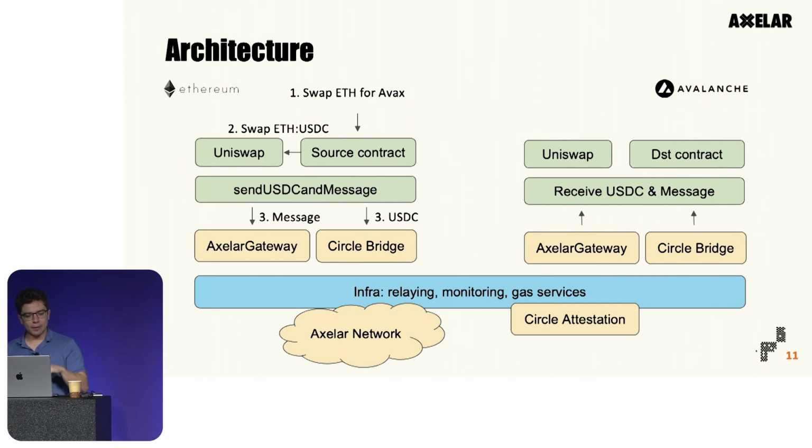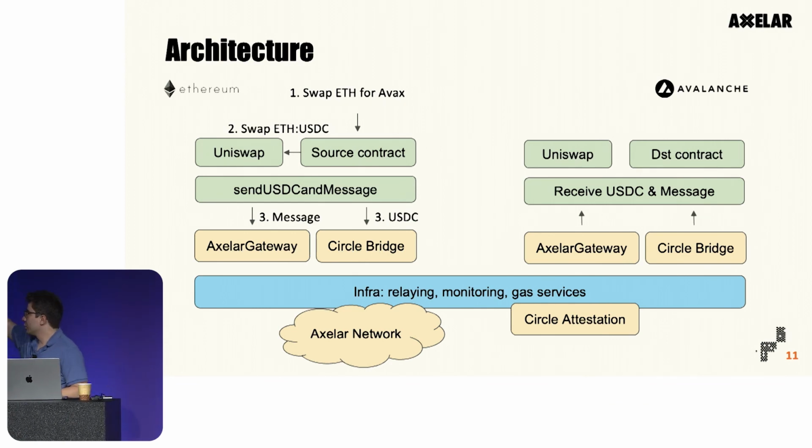You would send the message through the Axelar gateway that specifies the program that you want to execute. You would send the USDC to the Circle bridge. The Circle bridge will burn it on the source chain. Then everything goes through the infrastructure that we have built to relay these messages, to monitor, perform gas payments.